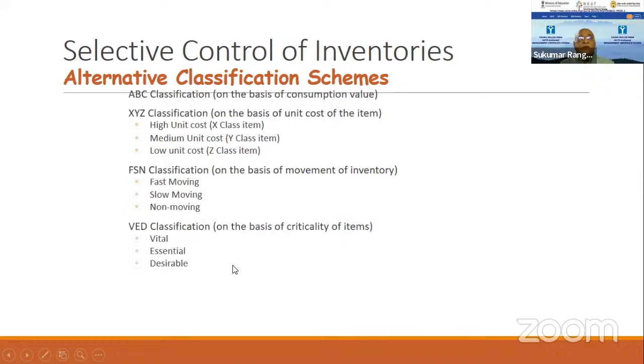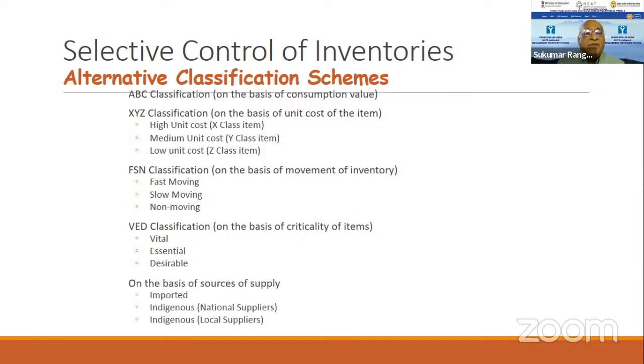There is another classification which could be called VED, or vital, essential, desirable. Right. This again you can apply to any setting, whether it is manufacturing or a hospital or a hotel or a pharmacy shop or a retail. It depends upon how you classify the inventory and how important it is for you to make sure of that statement which we said, a reasonable level of customer delivery. That is on the basis of the source of supply.